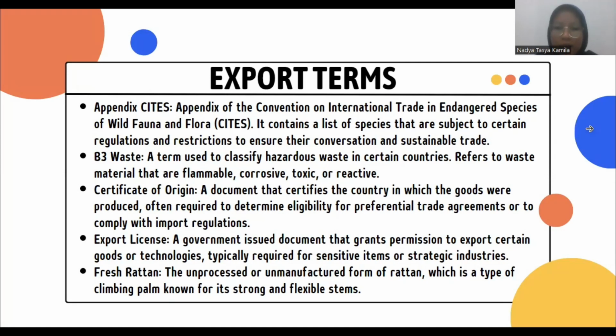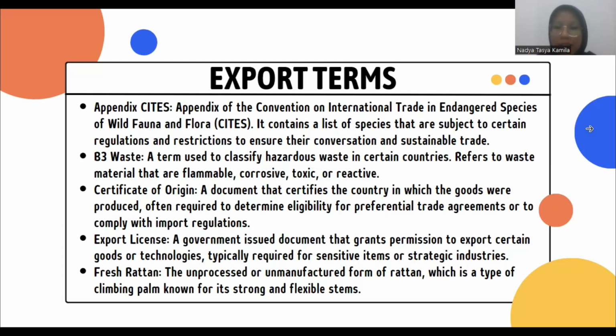The second is Basel waste, a term used to classify hazardous waste in certain countries, refers to waste materials that are flammable, corrosive, toxic, and reactive. Certificate of origin, a document that certifies the country in which the goods were produced, often required to determine eligibility for preferential trade agreements or to comply with import regulations.